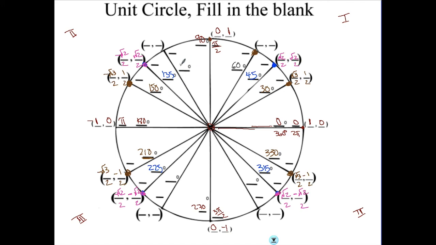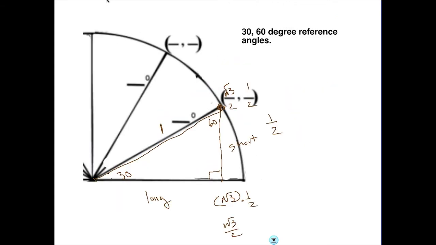This is a reference angle of 60, so that makes this 120, 60 away from 180. And then that makes this 240. Another reference angle here, 60 away from 360, makes this 300. And I do not have to go and build this triangle again.